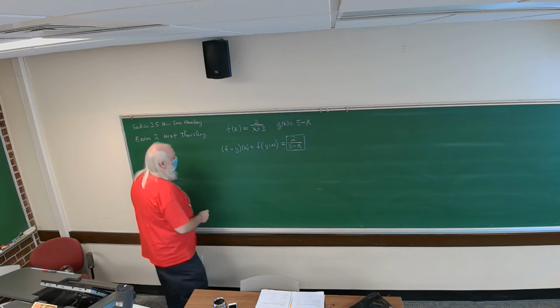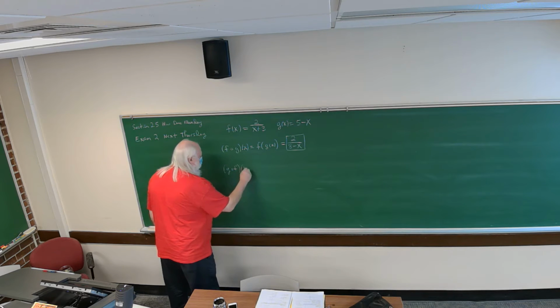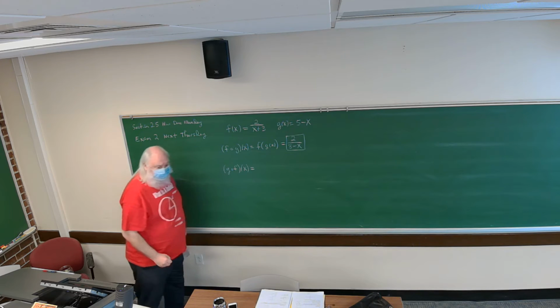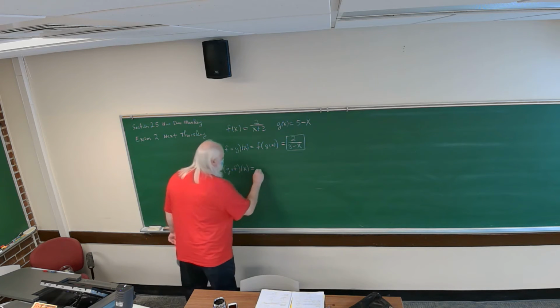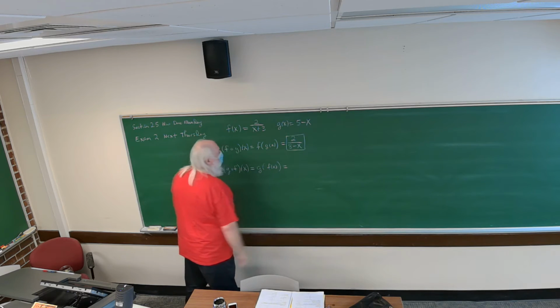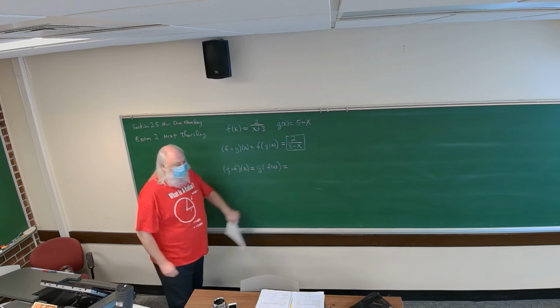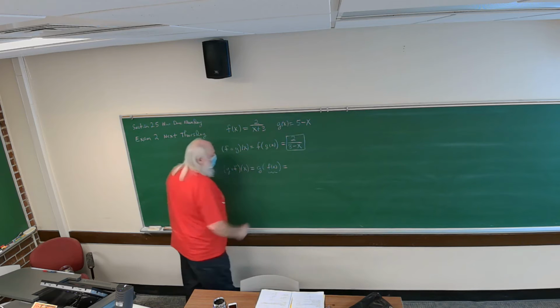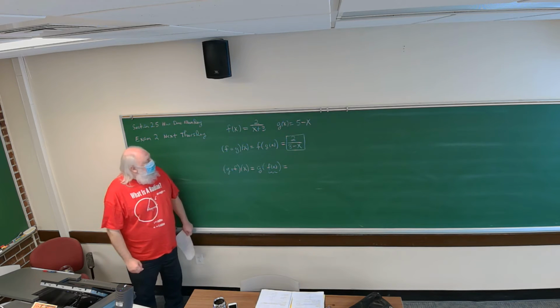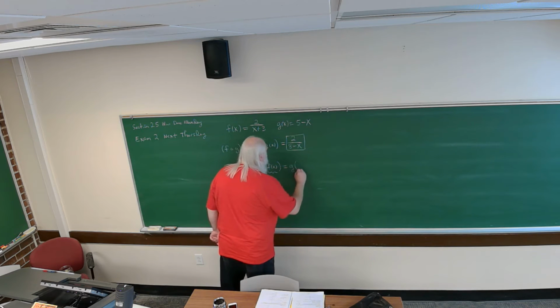In B, we're reversing the composition. We're taking the composition of the function g with f. So now we're finding g of f of x. And so the first step is to replace f of x with what it's equal to. And f of x is equal to 2 over x plus 3. This is equal to g of 2 over x plus 3. Okay.